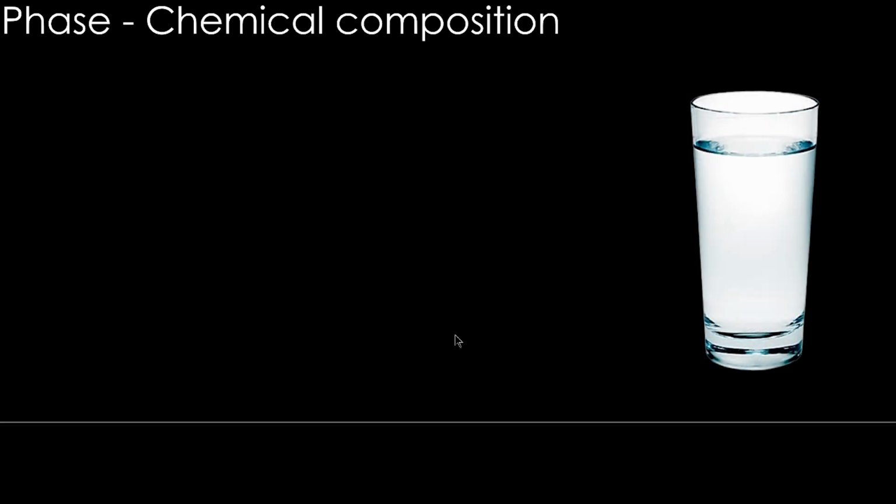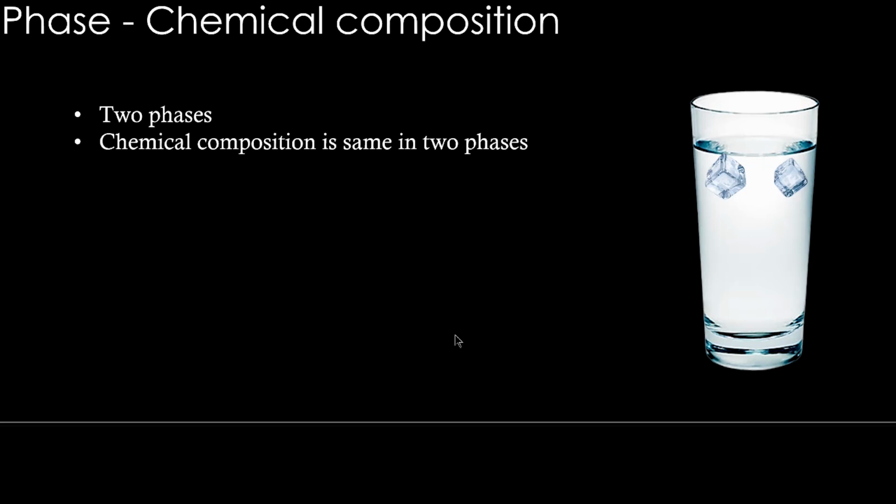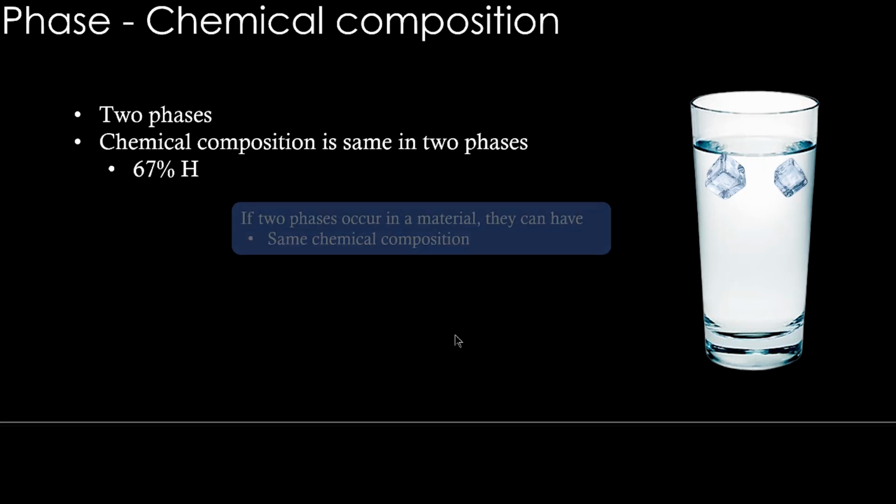Let's bring some more complexity into the system. Let's add some ice cubes. So now we have 2 phases. What about the chemical composition of these 2 phases? Both are having the same chemical composition, 67% of hydrogen. So if 2 phases occur in a material, they can have the same chemical composition.